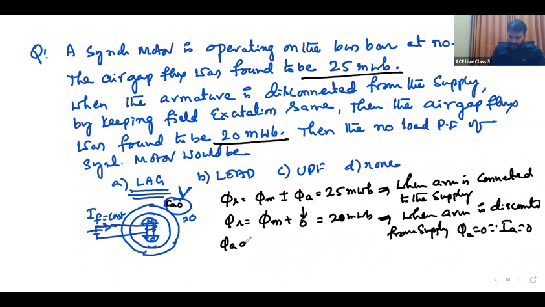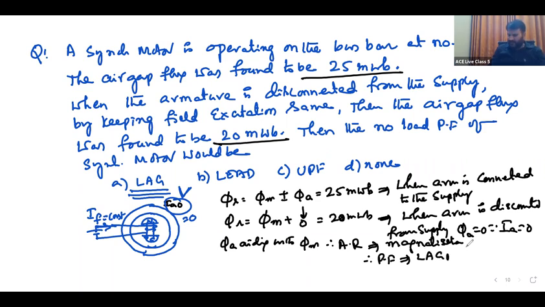Phi A is aiding with phi M. Therefore, what is the armature reaction? Armature reaction is magnetization. When armature reaction is magnetization, what is the power factor? Therefore, for a motor, it is lagging power factor. So the answer is A, lagging power factor.